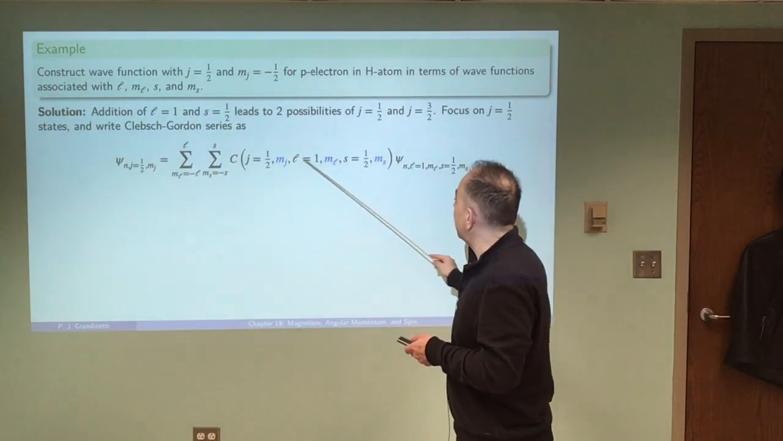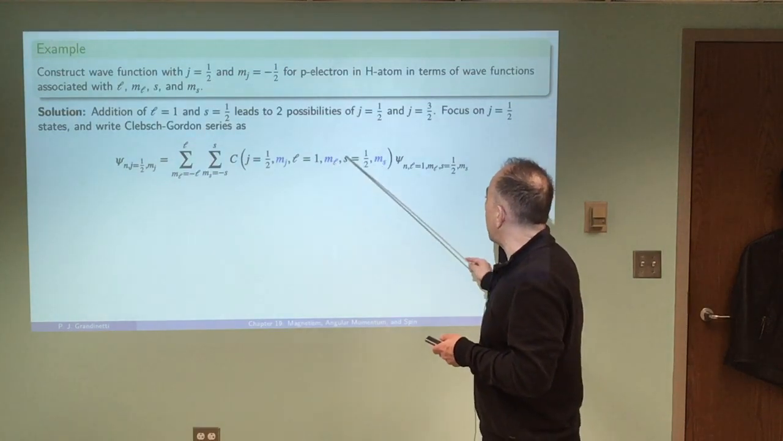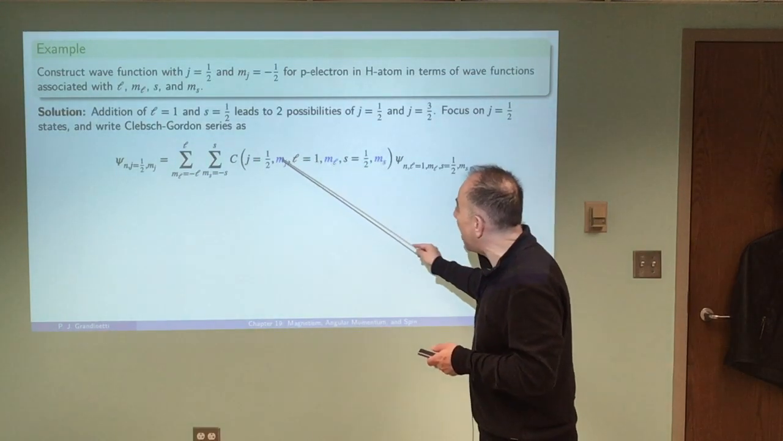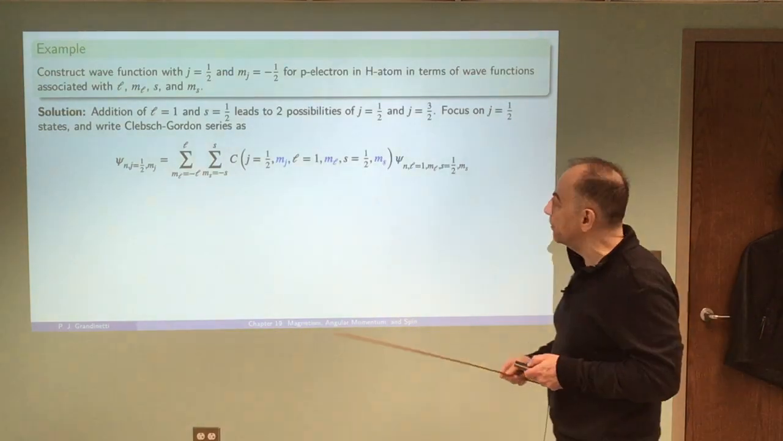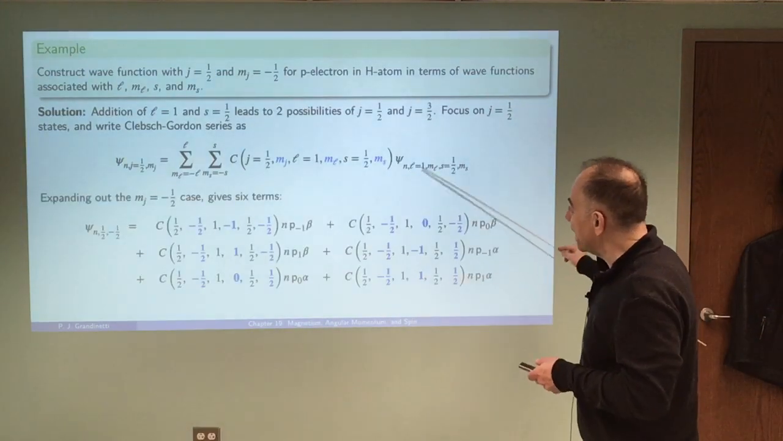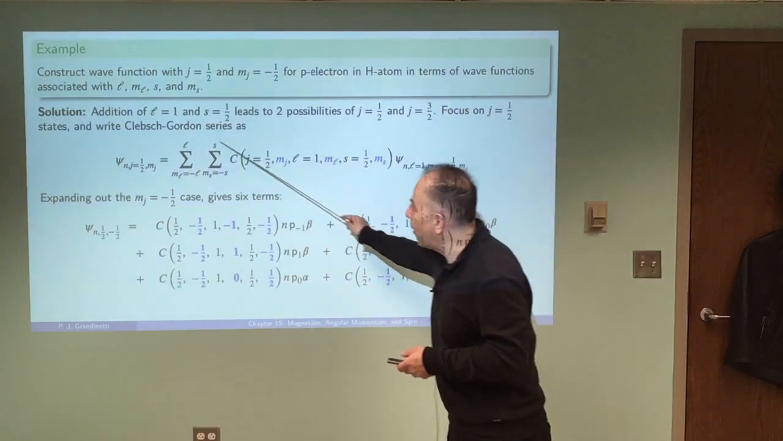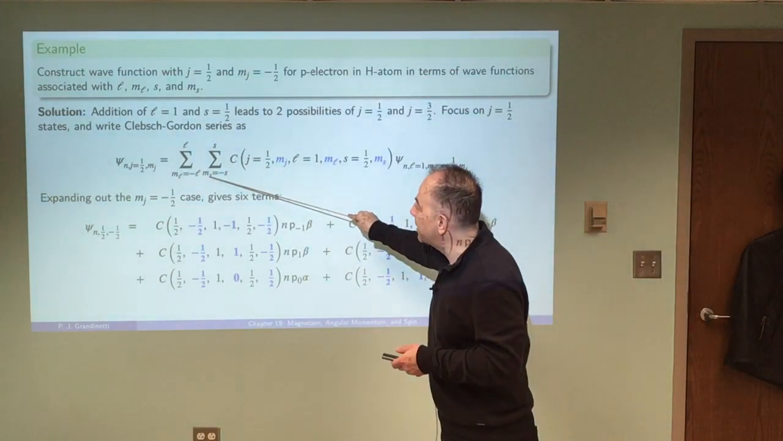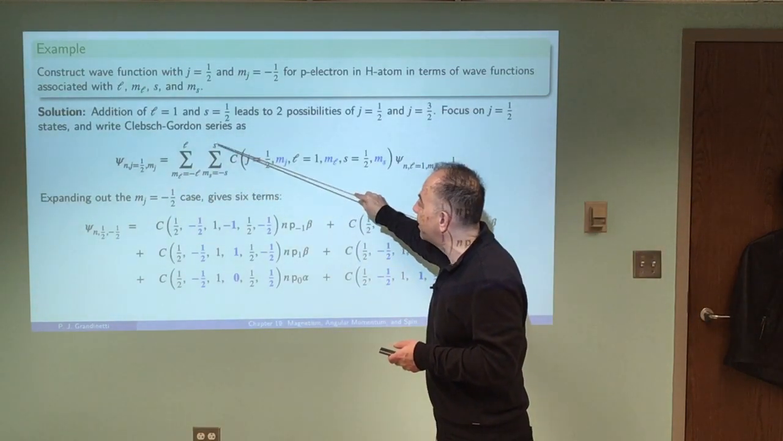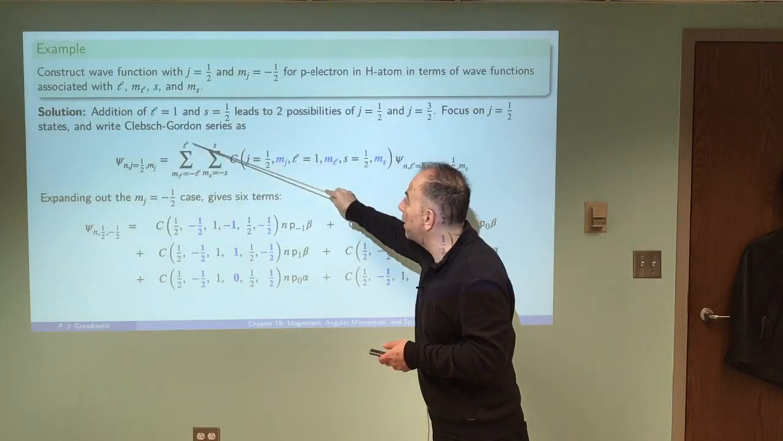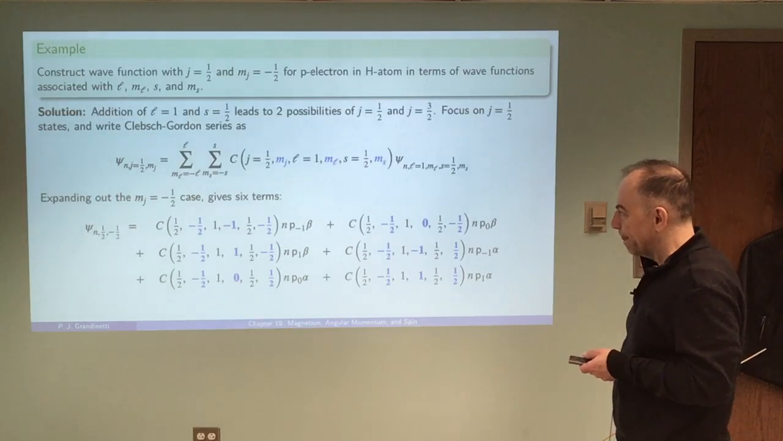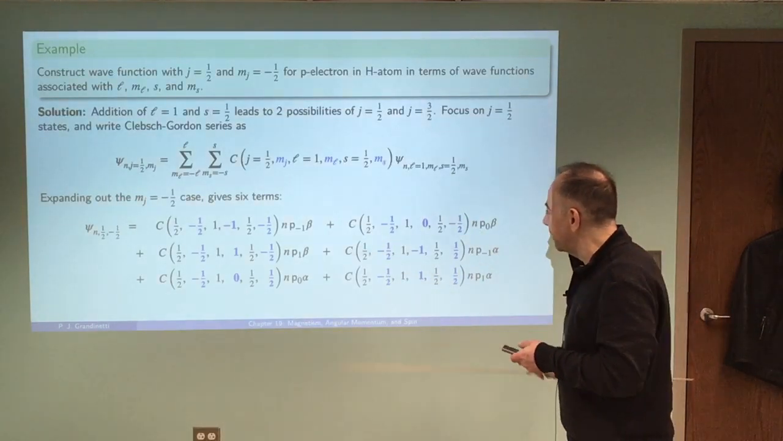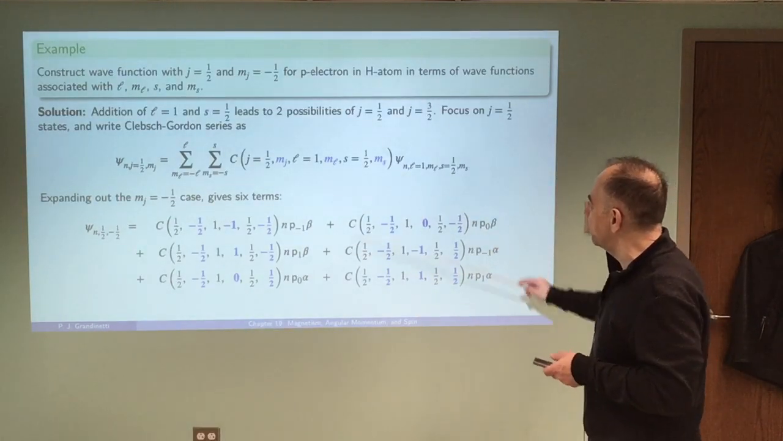And these magnetic quantum numbers, m sub l, m sub s, have to add up to m sub j. Otherwise, this coefficient will be equal to 0. So expanding this out over all possible values in this sum, m sub s goes from minus half to half, m sub l goes from minus 1 to 1. When you write it all out, you get 6 terms here. Okay, and you can just look at these and verify that that's what you get when you do this expansion here.